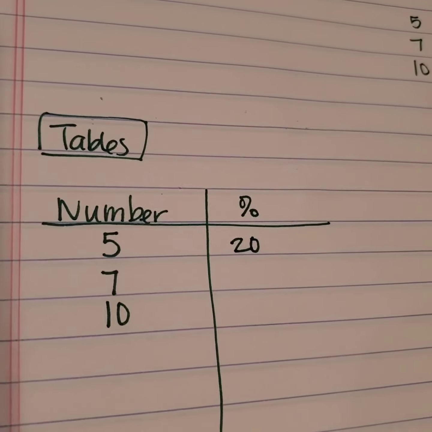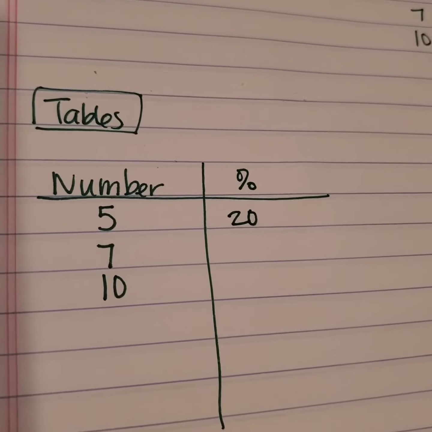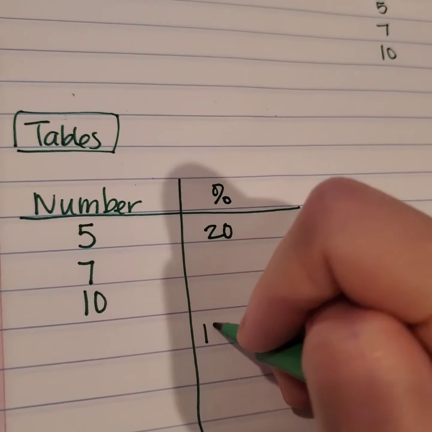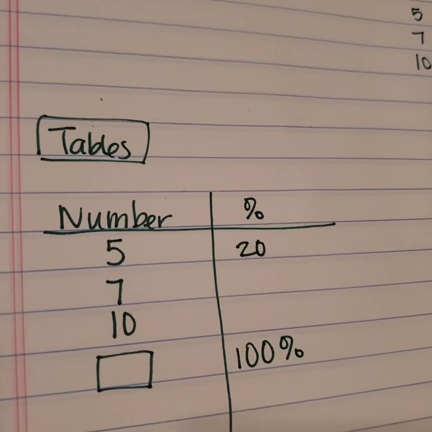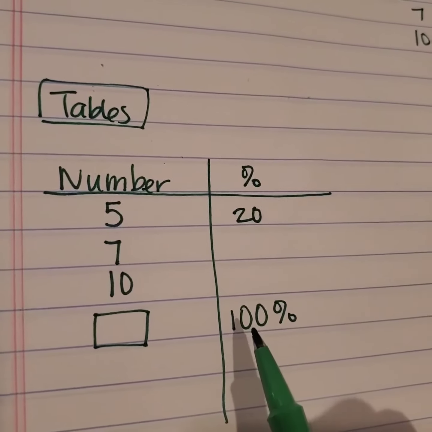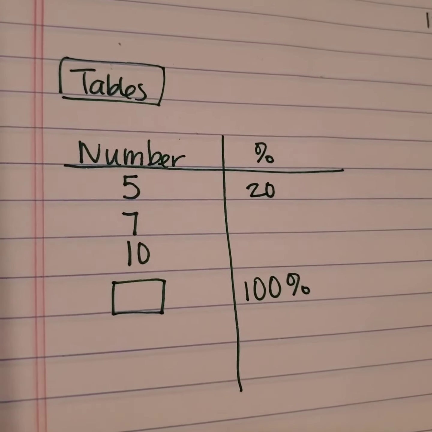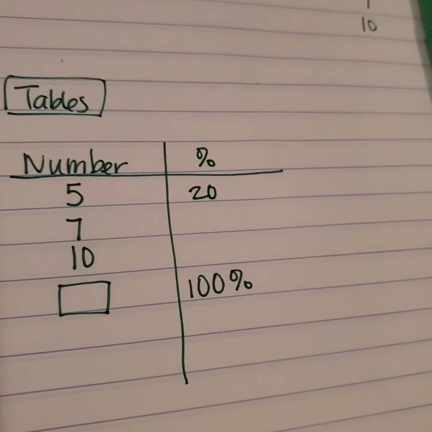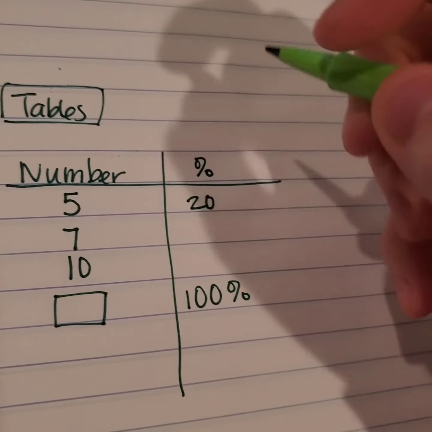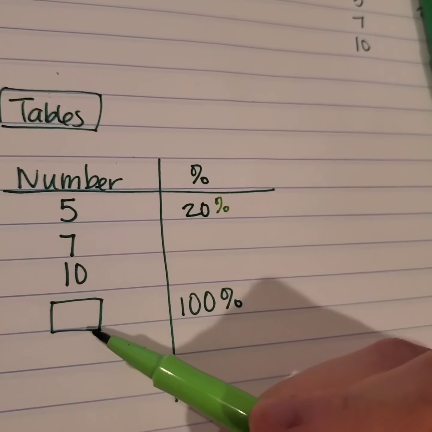Now, because the question is asking how many students are in the class in total, I need to find out what number corresponds to this 100% in my table. Now, this is going back to equivalent ratios. It's the same table strategy as equivalent ratios. I need to figure out a way, if 20% is 5, I need to figure out what 100% would be.